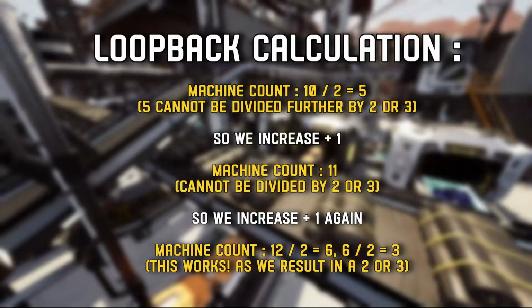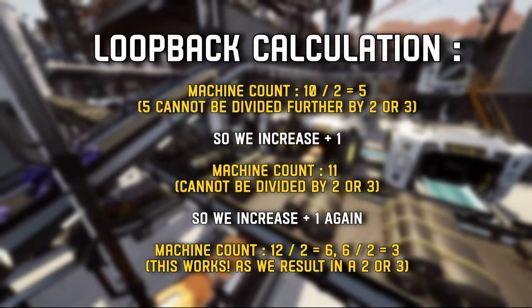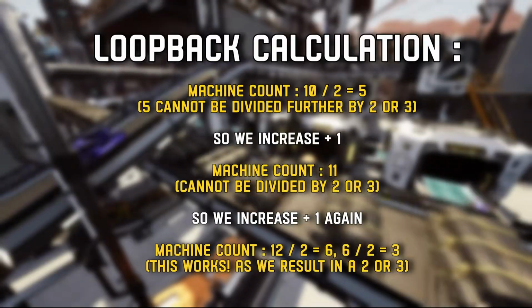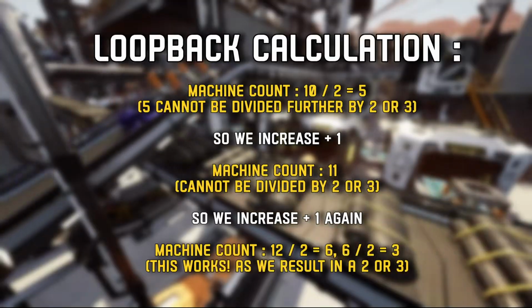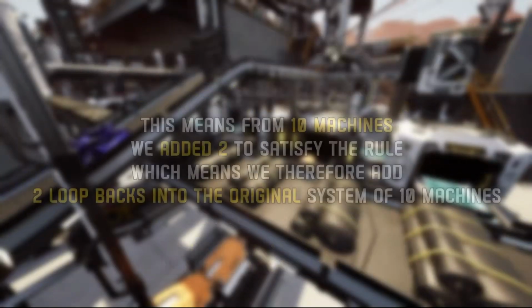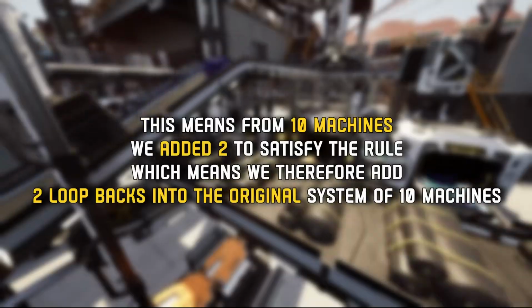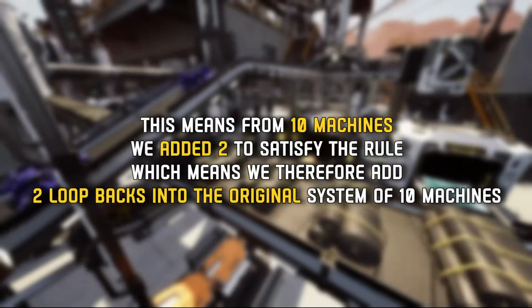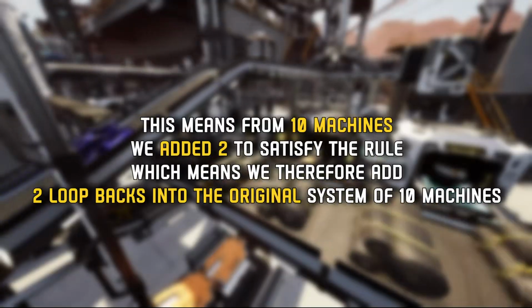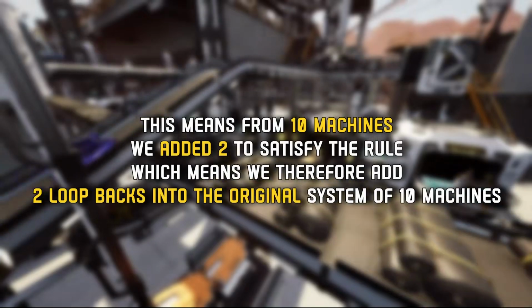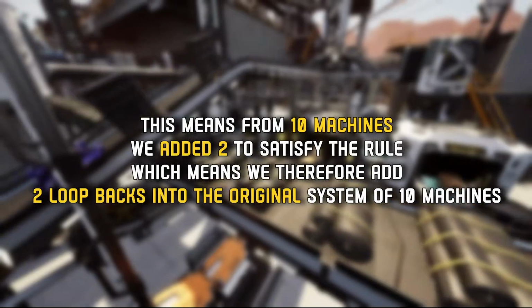If we divide by 2, we get 6, which we can further divide to 2. This works as our result is a 2 or 3. This means that from 10 machines, we added 2 machines to satisfy the rule, which means we therefore add those 2 machines as loopback lines into our original system.